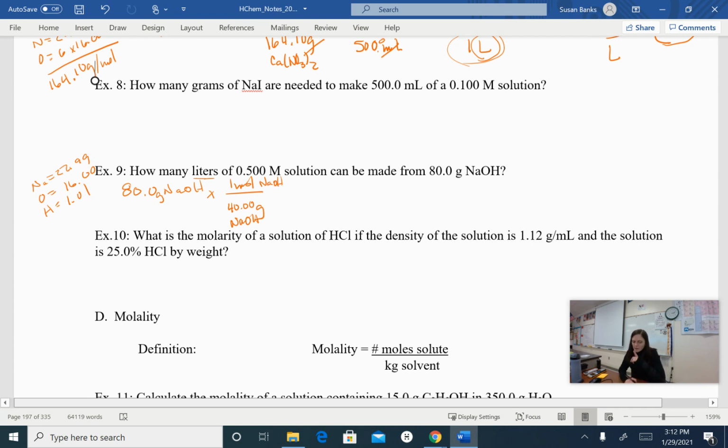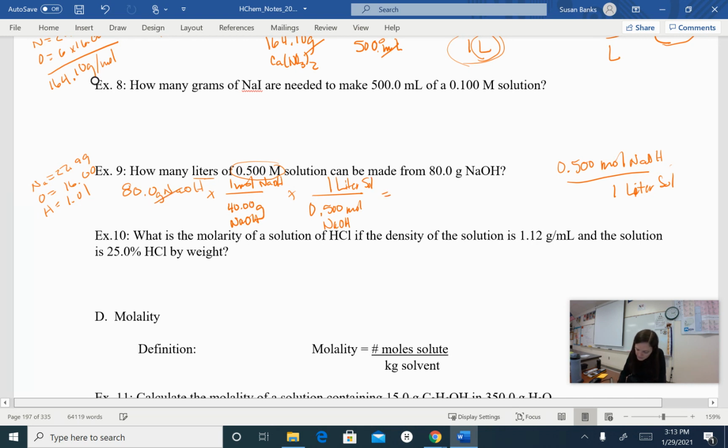Okay? Now, I want volume on top, right? Can I use this concentration? Isn't this 0.5 moles of sodium hydroxide in 1 liter of solution? Isn't that what that means? So can I use this to cancel out moles and get into liters? I definitely can. I can put the moles on the bottom and the liters on top. So I need 0.5 moles of sodium hydroxide in 1 liter of solution.